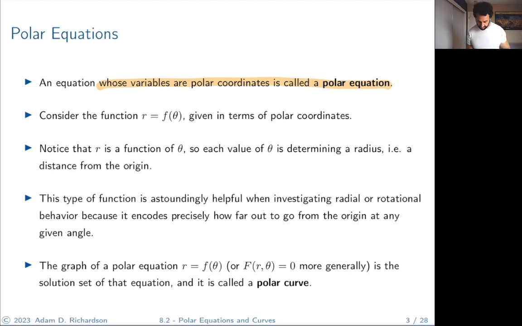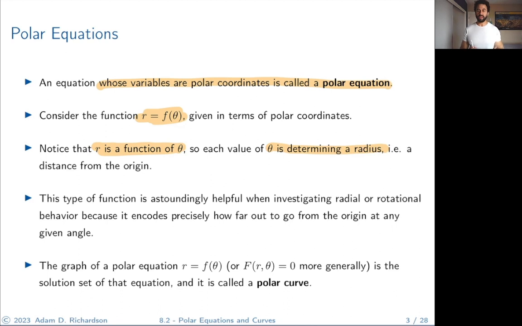So if we've got a function, r equals f of theta, this is a function that tells you what the radius is going to be at a certain angle. This is the key idea. r is a function of theta. Each value of theta is determining a radius, or you could think of it as a distance away from the origin. Really, it's a displacement from the origin, but just for ease, we'll think of it as a distance for a moment. And that's really what it is.